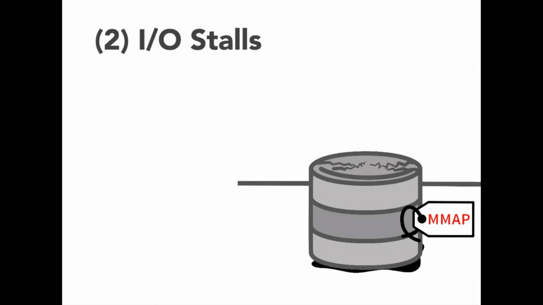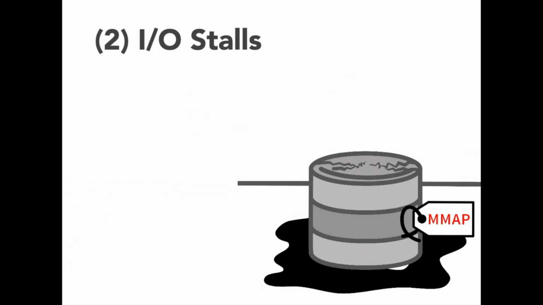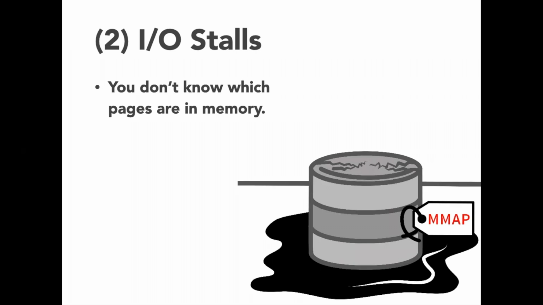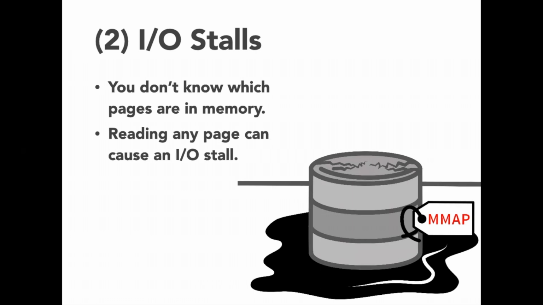But then you're going to start to notice the next problem, which is the expensive IO stalls. Again, with the OS managing file IO, you have absolutely no idea which pages are in memory and which ones are on disk, meaning that any time you read a page, you might have to block while the OS fetches it.